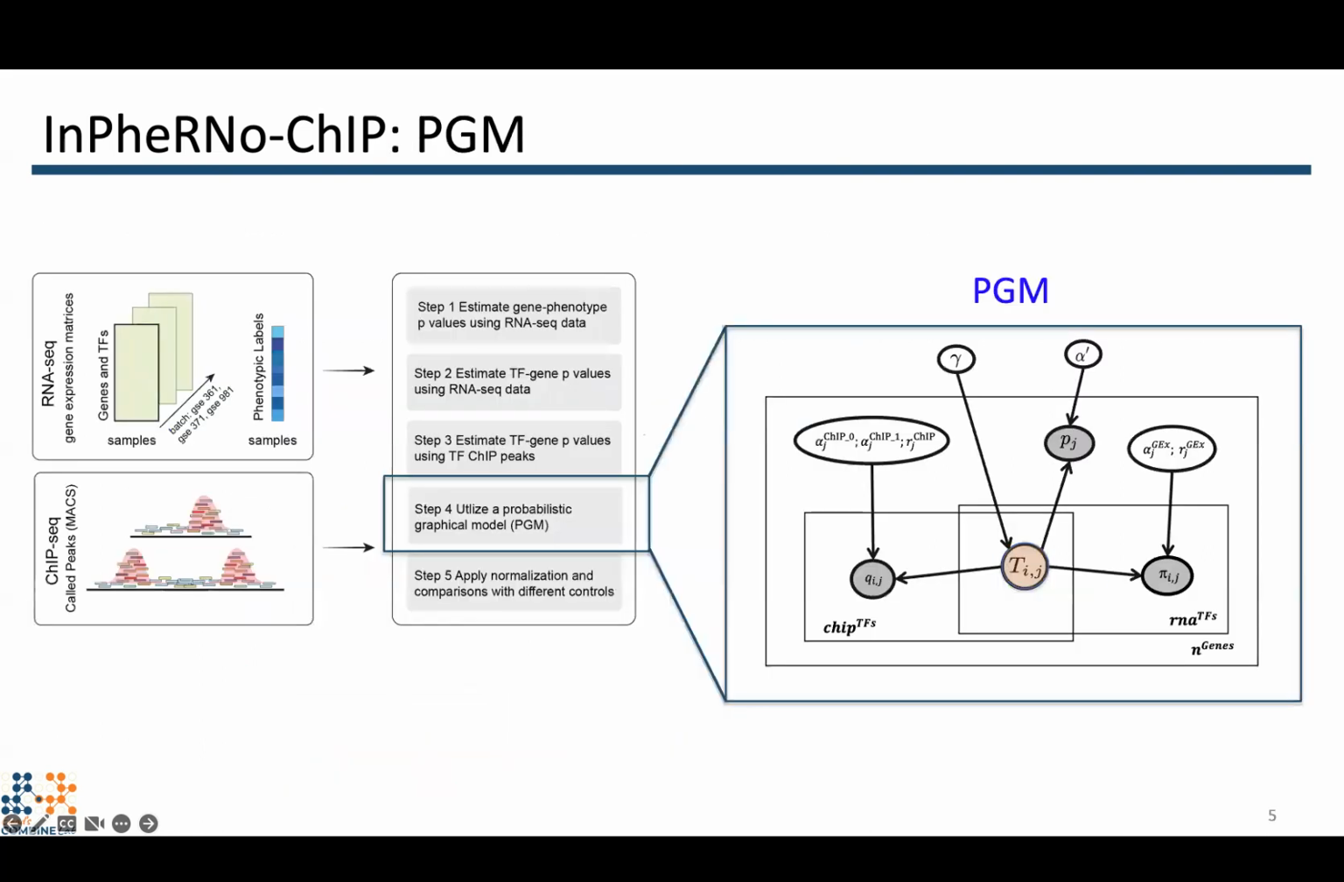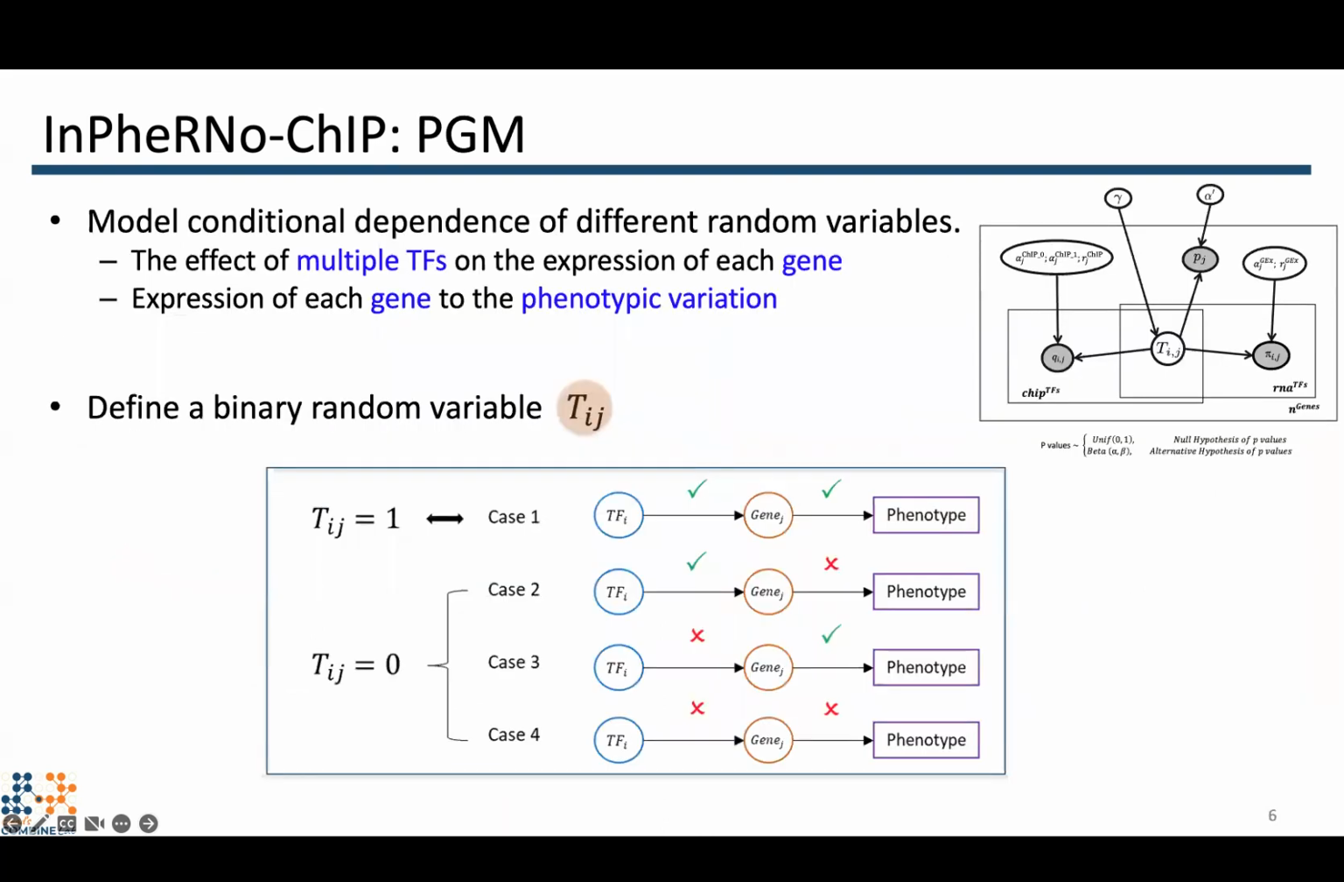The PGM in step 4 is the core of InPheRNo, which I will describe in detail. The goal of the PGM is to model the biological hypothesis about how each element influences each other. To design a PGM, we first define a binary random variable Tij for each path in the bipartite graph. Intuitively, if Tij equals 1, it means TF i is regulating gene j, and gene j's expression is associated with variations in the phenotypic labels. On the other hand, if Tij equals 0, it means at least one of those 2 statements is incorrect.